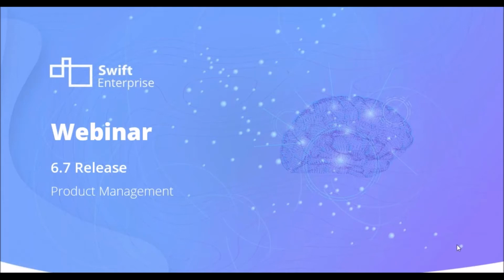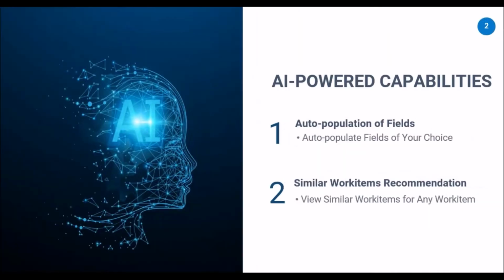So the agenda for today's session is we'll first look at the enhancements that we have done for our AI powered capabilities. So we have enhanced the auto population feature so that only specific fields of your choice get auto-populated by the AI recommendation engine. Along with that, we'll also look at how you can quickly look at similar work items for any of the work items that you have been working on.